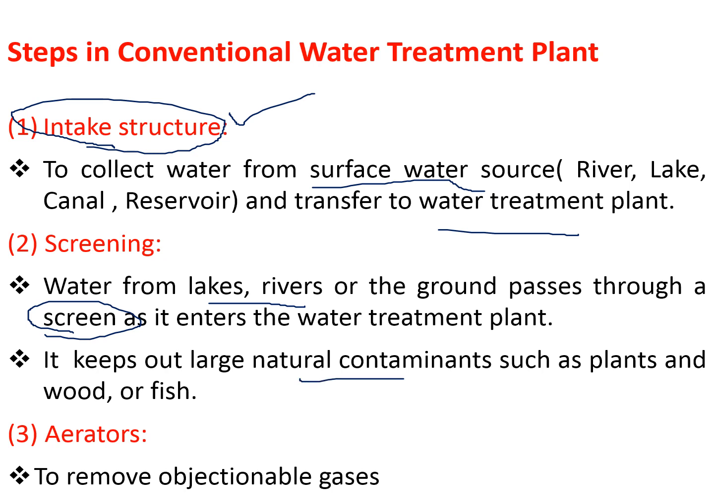The next process is aerators. This is basically optional. If your river water or surface water source has some objectionable gases or odors, then by aerating your water you have to remove these objectionable gases.